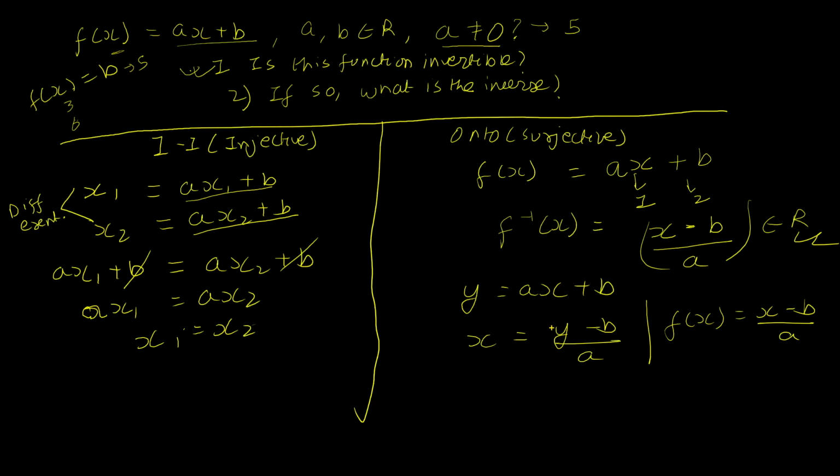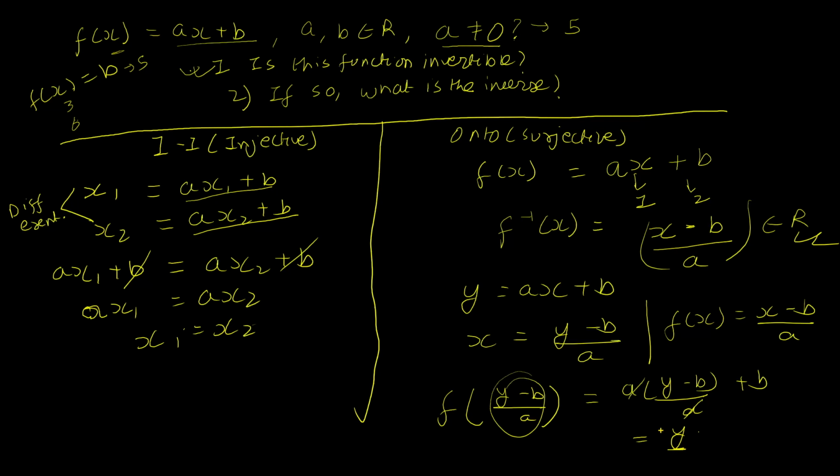You can further verify this by plugging this into the input of the original function. So what happens if I take f of y minus b divided by a? Let me do some algebra here. This should hopefully be equal to y. So that tells me that if I want to go back from y to my input, this is my input. So there is no y that doesn't have an input. So this function is surjective.